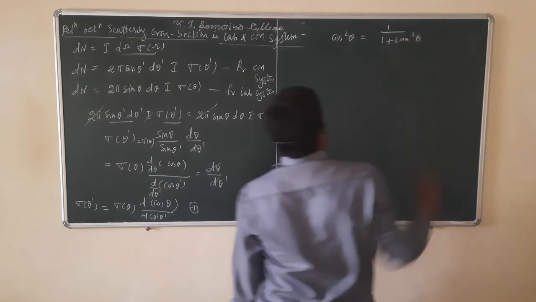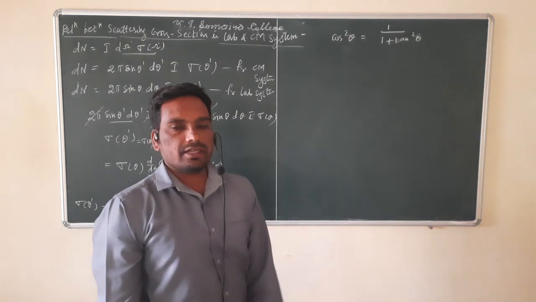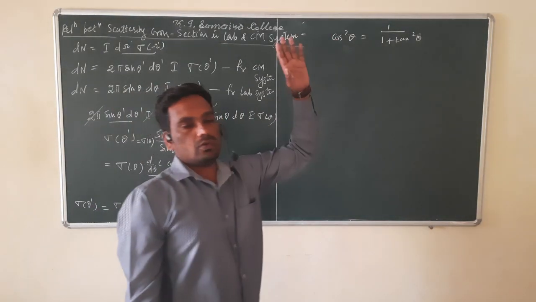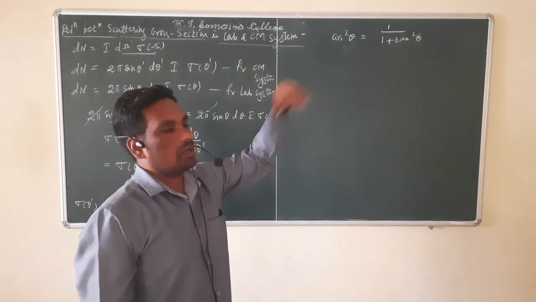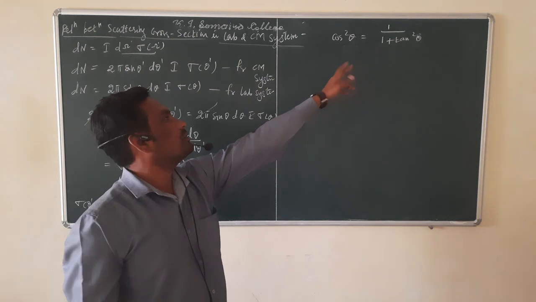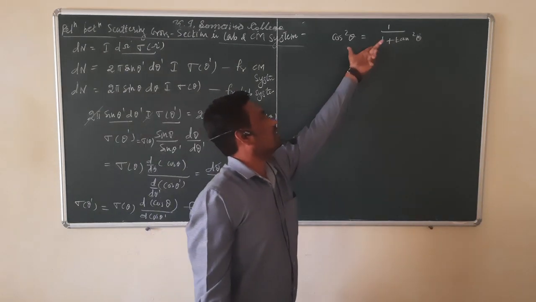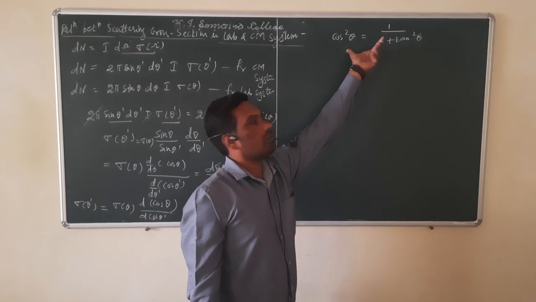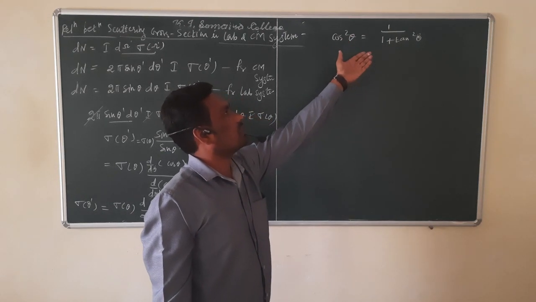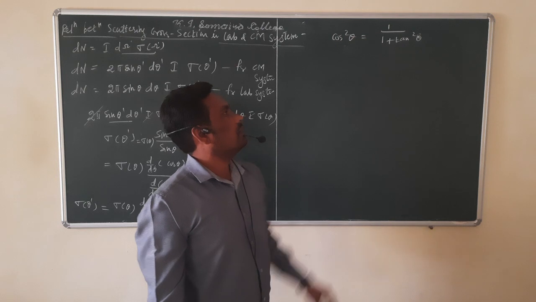You know that sin square theta plus cos square theta is equal to 1. If you take cos square theta common, you will end up with sin square upon cos square plus 1 is equal to 1. Rearranging that equation, you will get this equation. So this is nothing but tan square theta plus 1 times cos square theta is equal to 1.